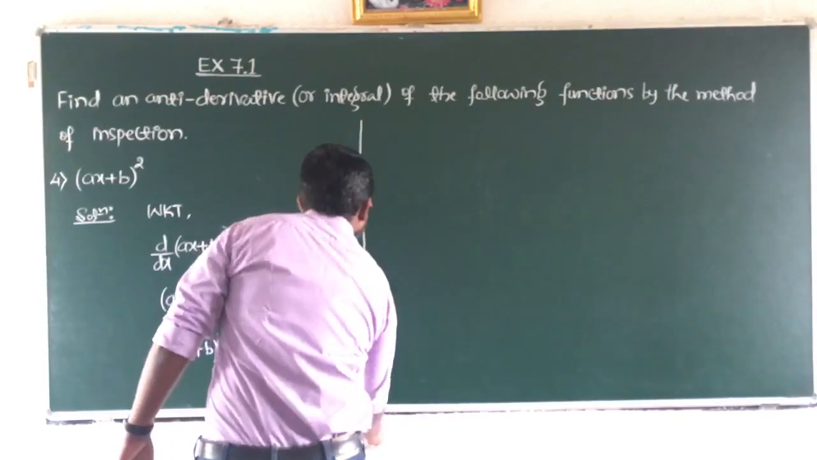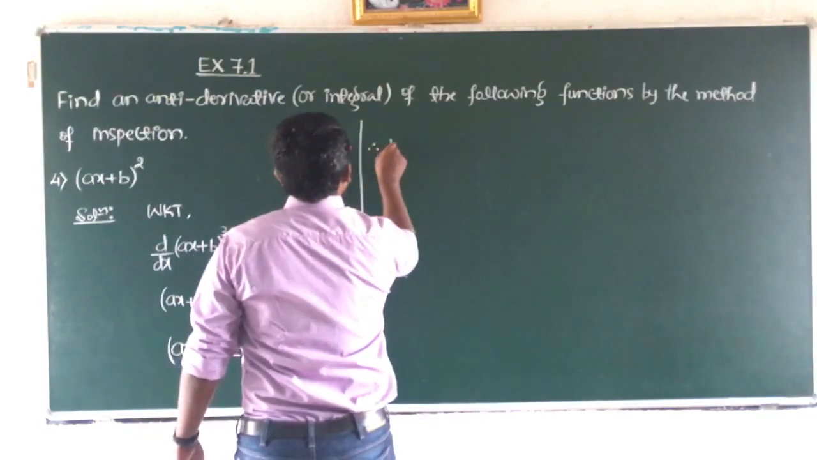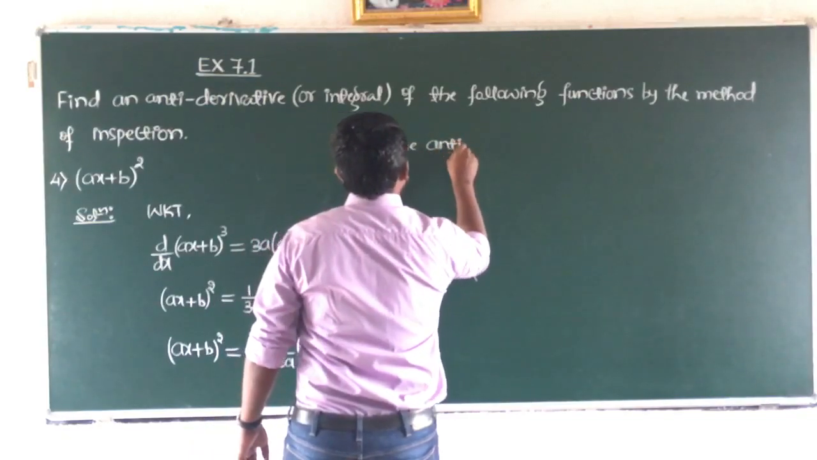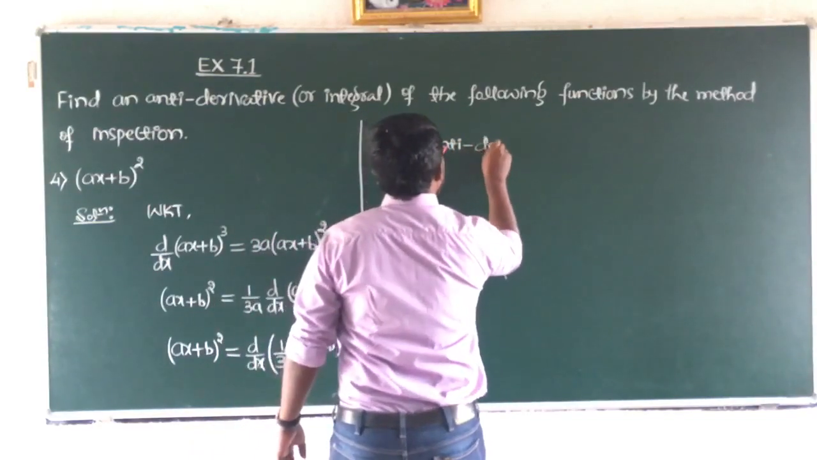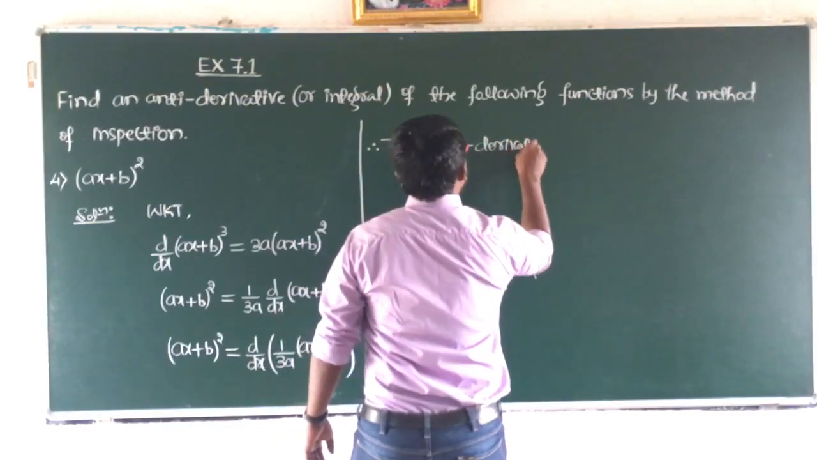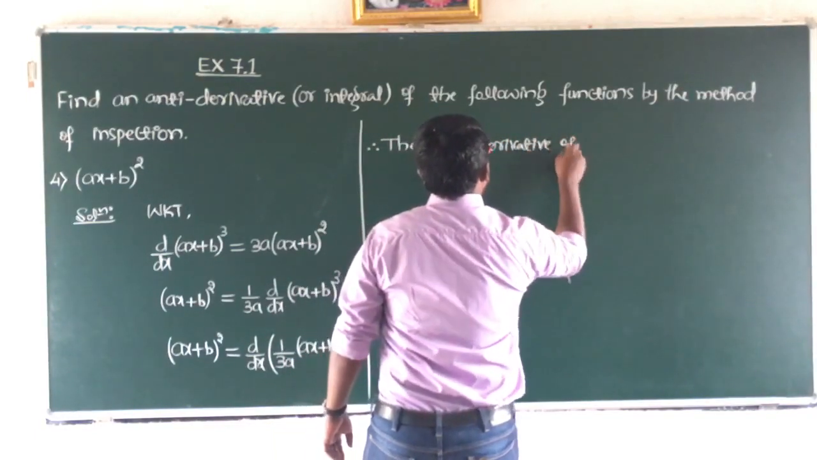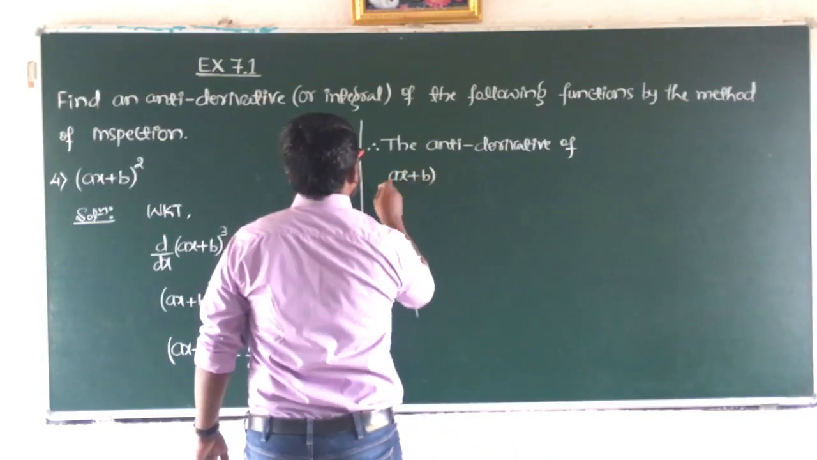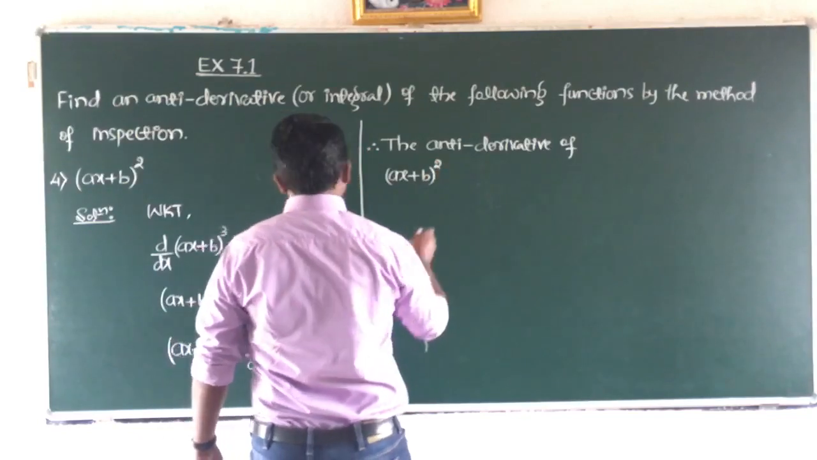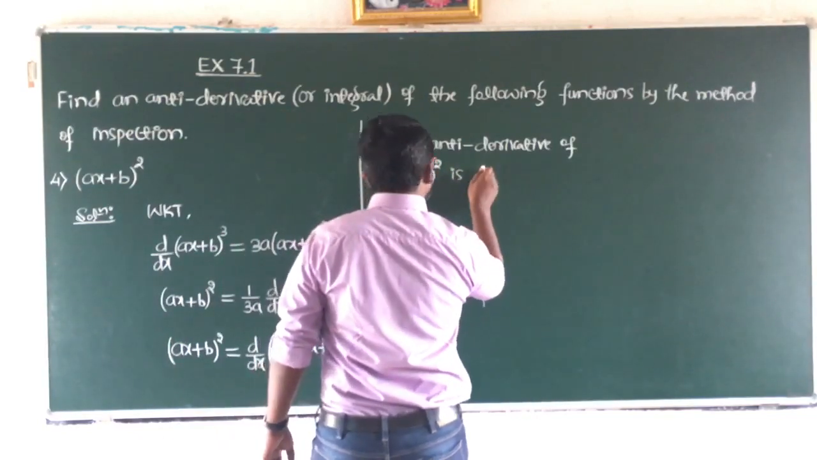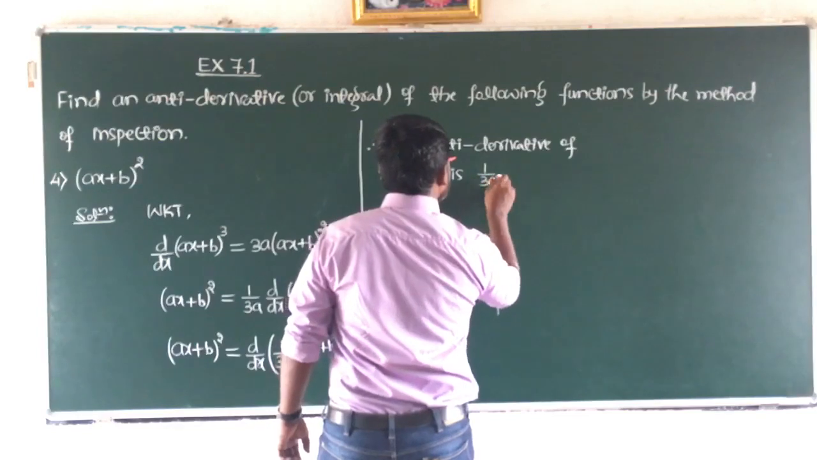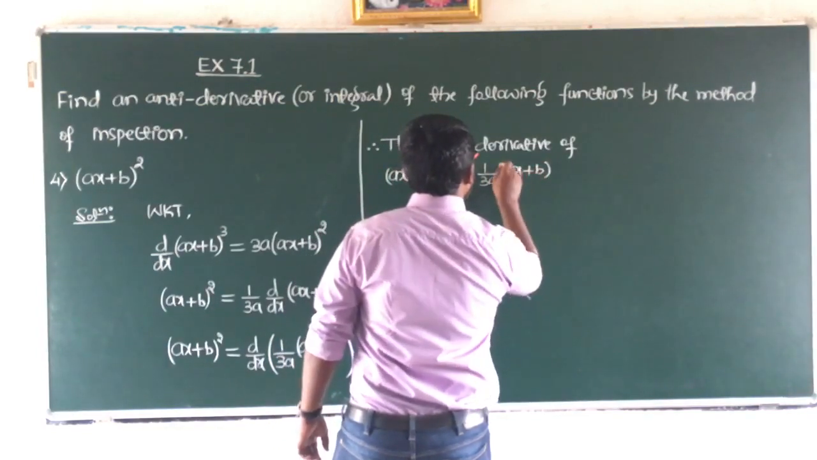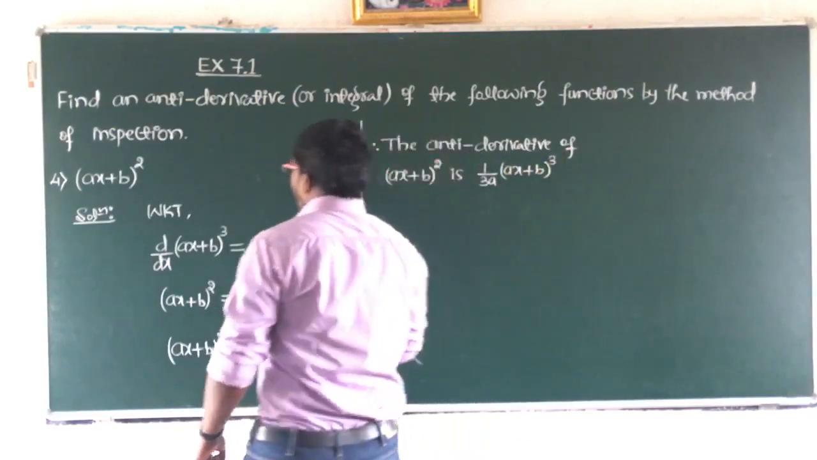Therefore the antiderivative of ax plus b the whole square is 1 by 3a into ax plus b the whole cube. So this is all about the fourth question.